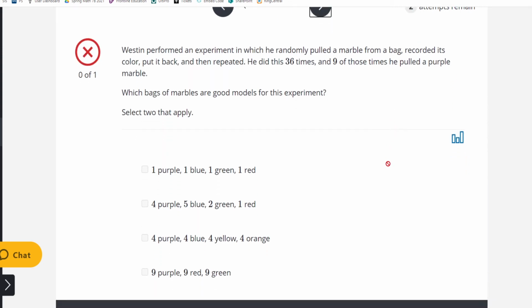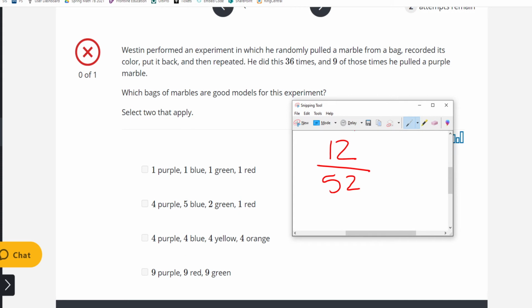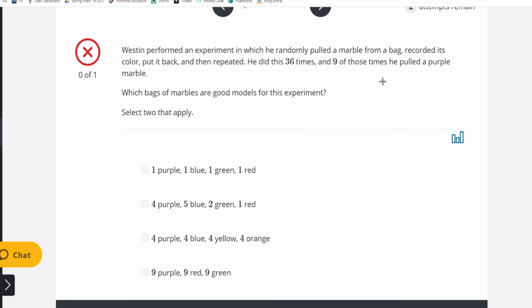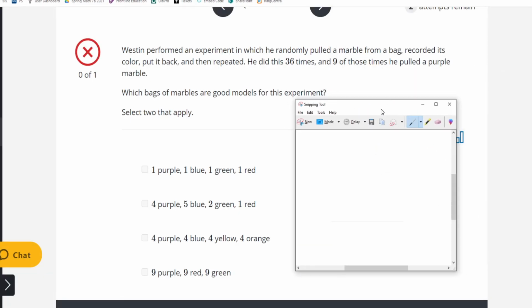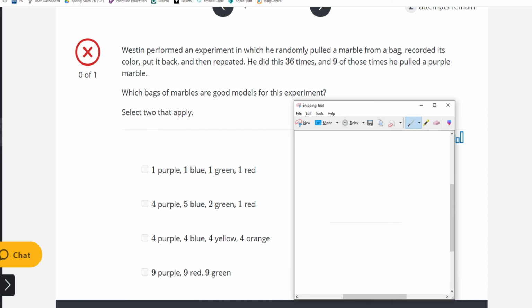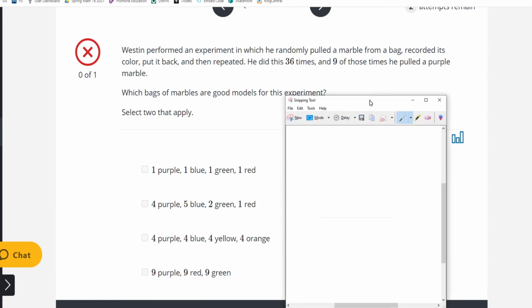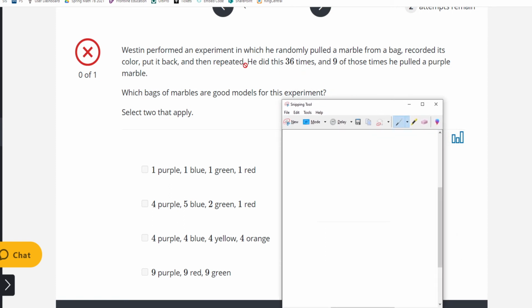Number 5. So this is the same type of problem that we've been doing, so I'm going to do this one the same way we've done the other ones. So Weston did an experiment. He did it 36 times, and 9 out of those 36 he pulled purple. So now we're looking at purple. So 9 out of 36 will reduce to 1/4. So for the first one, I have 1 purple out of 4 total.